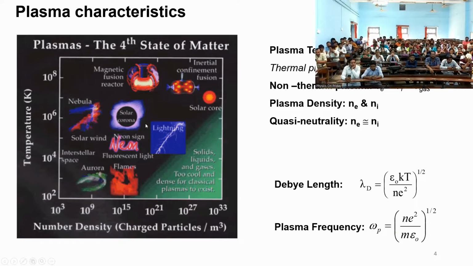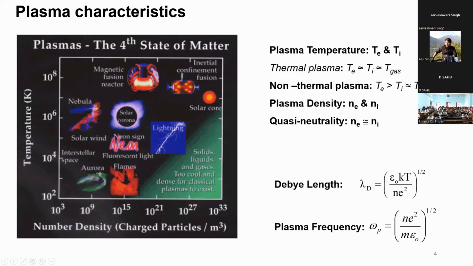The plasma we make in the lab is such that Te is greater than Ti. So whatever we call the electron temperature, naturally you are generating such a high temperature, 10,000 degree centigrade, something like that. So how do we sustain such a high temperature?